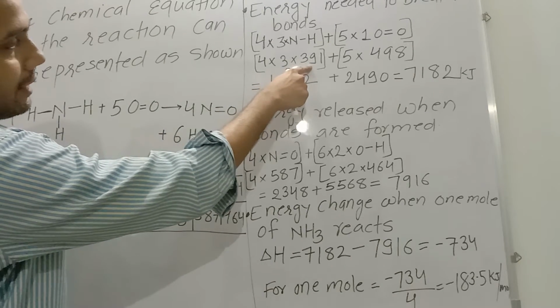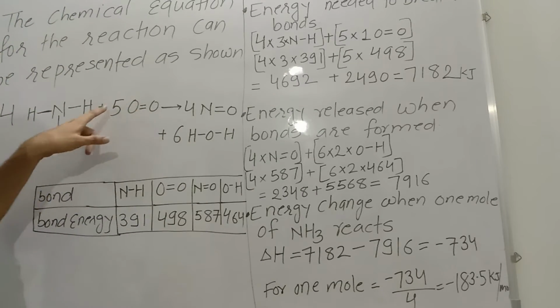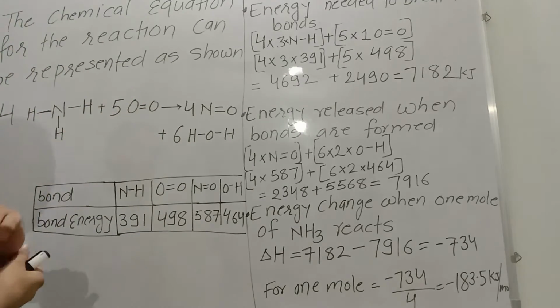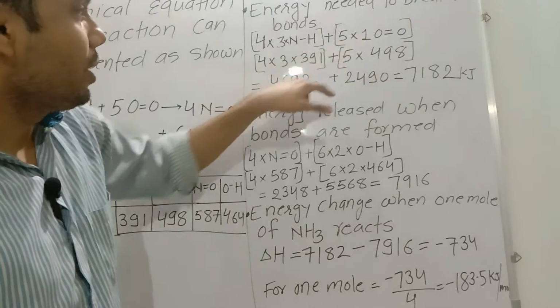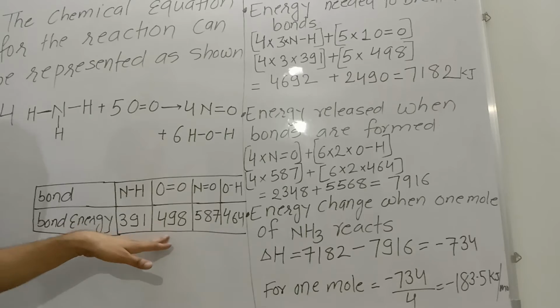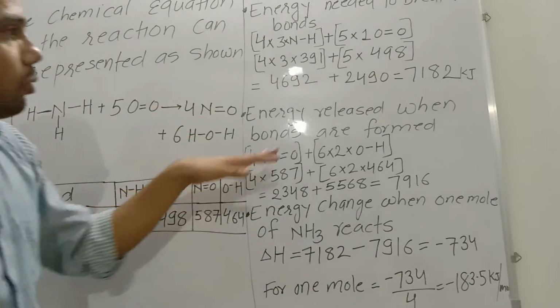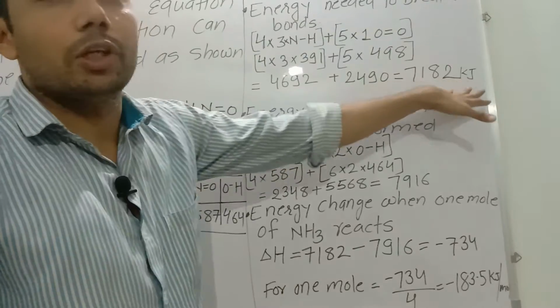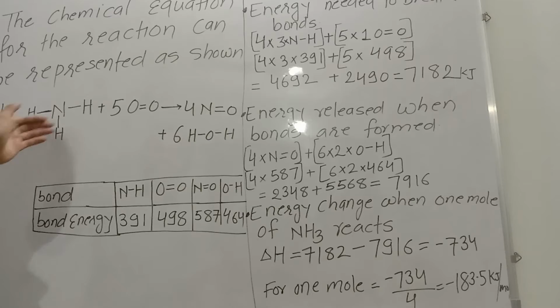So we have to write here, plus there is only one, I can say that 5 mole of O2 oxygen is there. So we have to write in this way, and its energy is also given, that is 498. So 5 into 498 we can calculate, and we are getting 782 kilojoule. So this much amount of energy is needed to break these bonds.